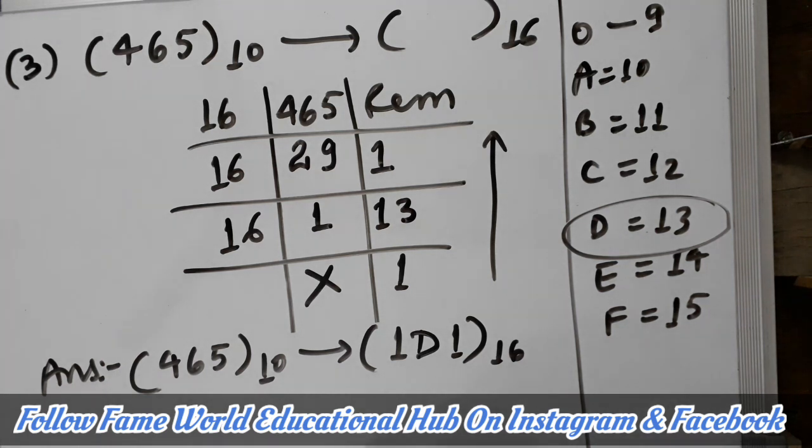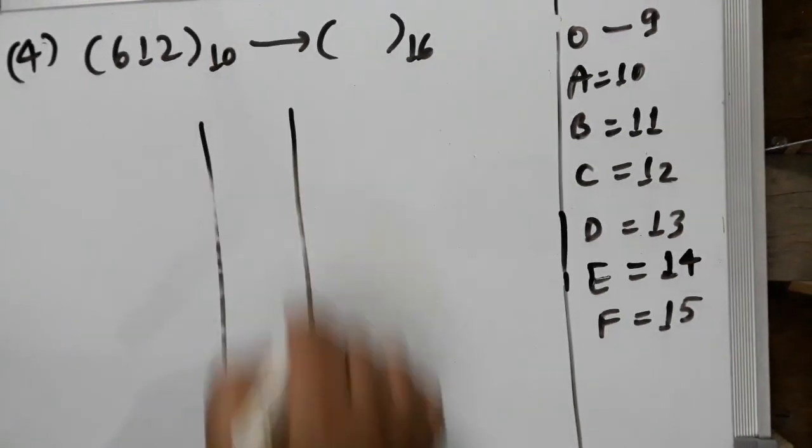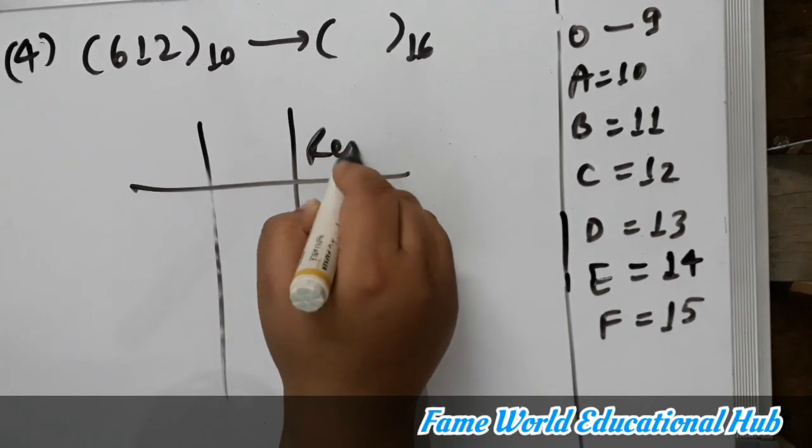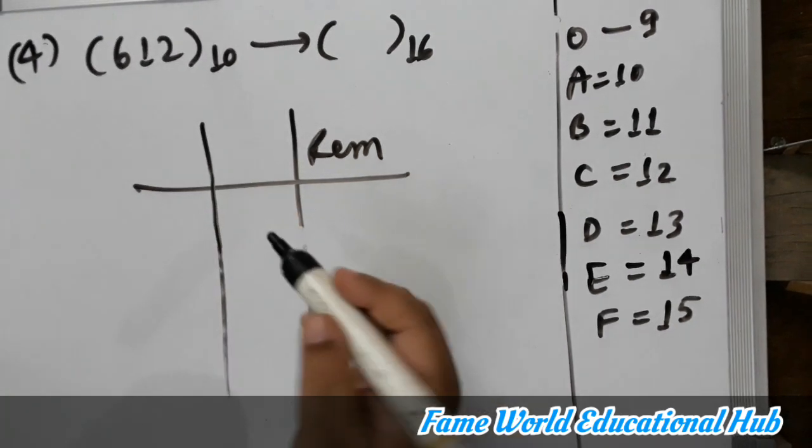So let's move towards another question. One more question, let's do one more. So here we have one more question: 612 decimal to hexadecimal. Now let's start. For these conversions of decimal to hexadecimal, you need to remember the table of 16.